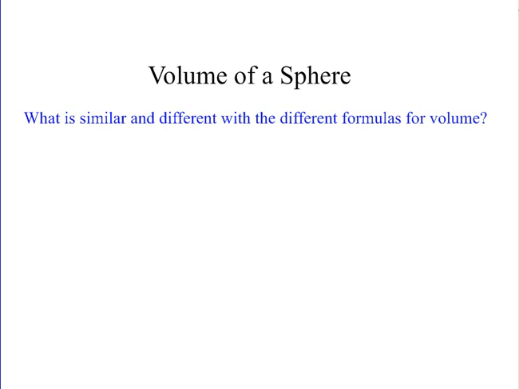Volume of a sphere. What is similar and different with the different formulas for volume? Well, we've been concentrating on our volume of a cylinder. And this is our formula for the volume of a cylinder, pi r squared h. Since a sphere and a cylinder both have what we would consider a base of a circle, that pi r squared is going to be in there.